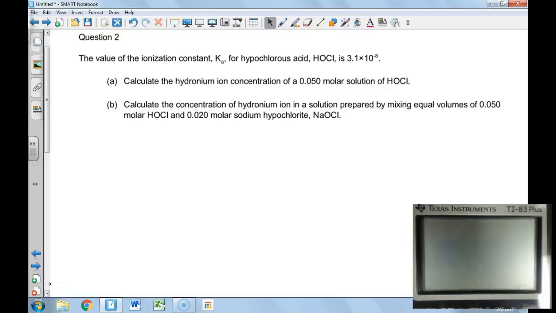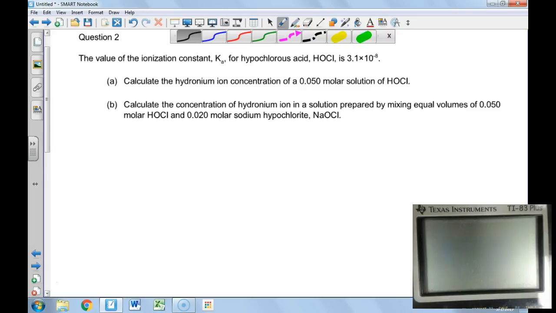Hey everybody, I wanted to go over question 2 on the exam here. So this is kind of a standard equilibrium, or equilibrium acid-base question. So we have our calculator and we're ready to go. It says calculate the hydronium ion concentration of a 0.05 molar solution of HOCl. So that's hypochlorous acid. Okay, so let's do that.